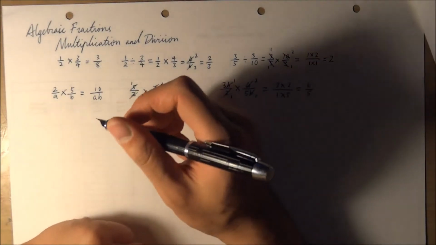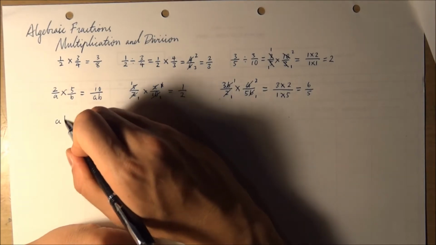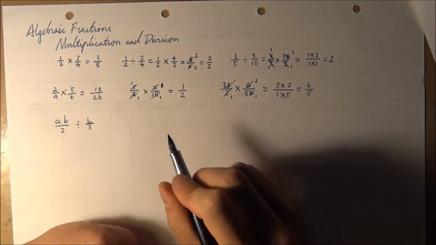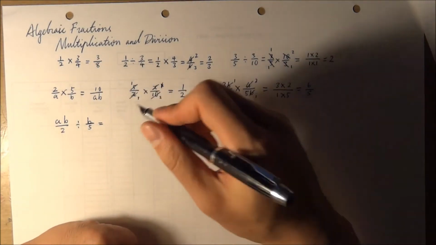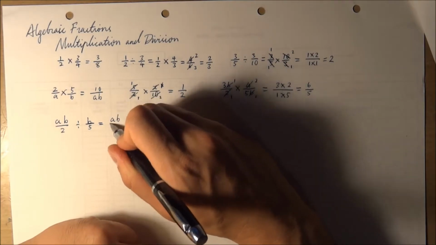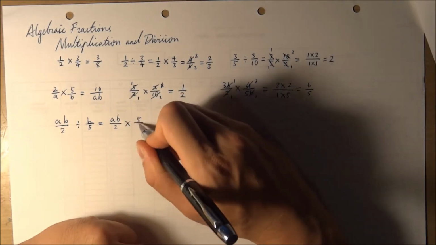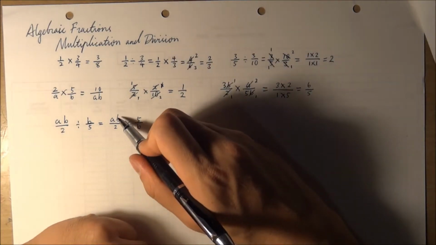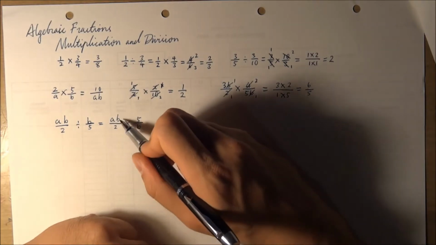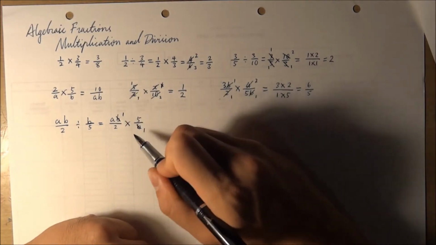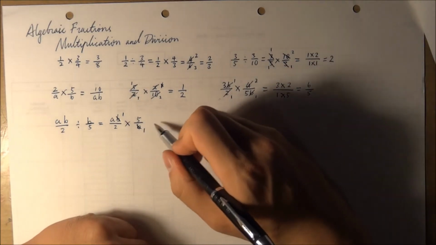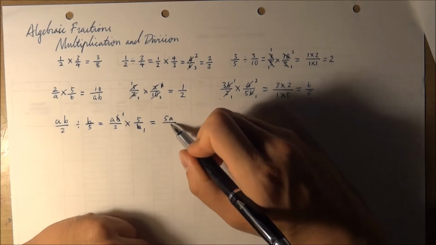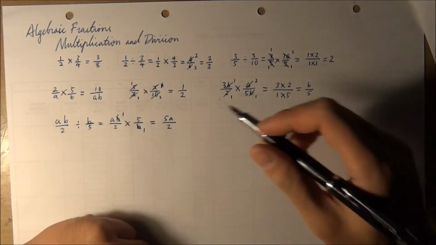Division follows very similar steps. So we have, say, ab over 2 divided by b over 5. Once again, we change to multiplication first. So we have ab over 2 times 5 over b. Now, as you can see, the common factor here between ab and b is b. So we cancel it out to 1, cancel this to 1. There's no common factor between 2 and 5. So we end up with 5a over 2.